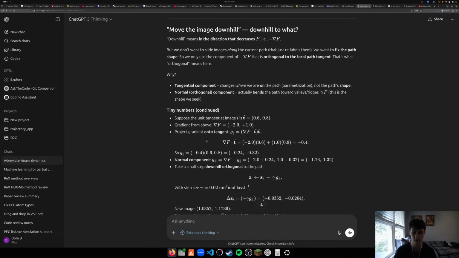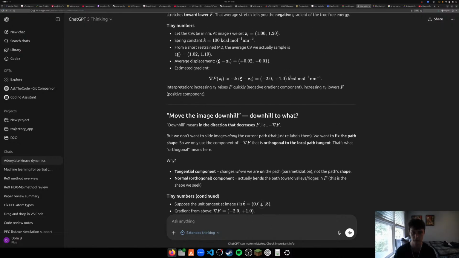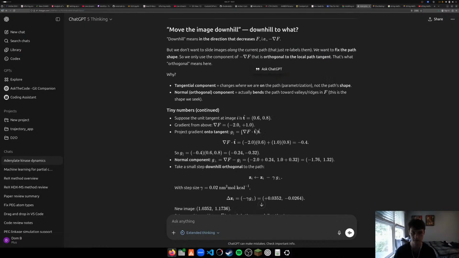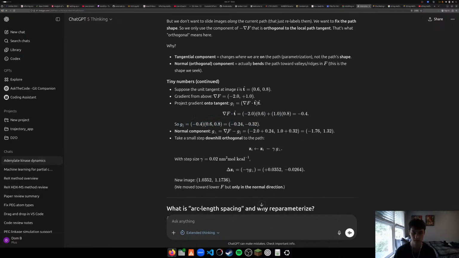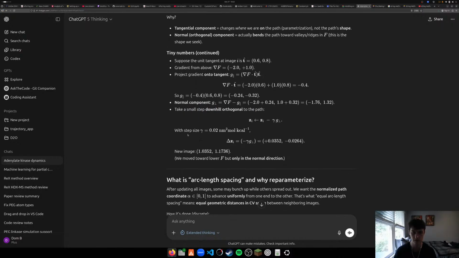Suppose the unit tangent to the image, gradient from above. That's what that is right there. Project the gradient onto the tangent. The normal component: take a small step downhill, orthogonal to the path.